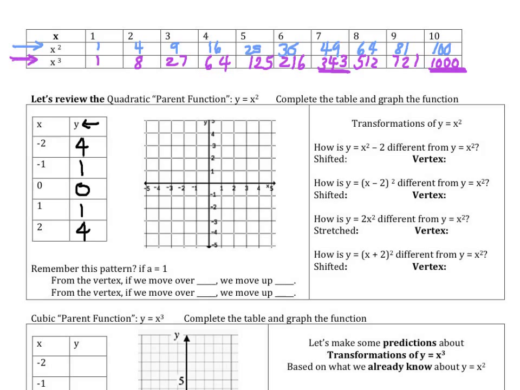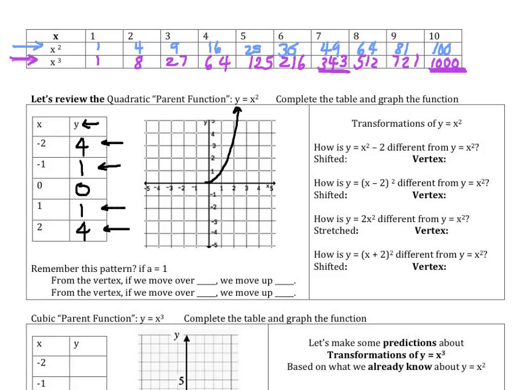Hopefully all of this rings a bell to you, and you remember that your vertex on this is at the origin at 0, 0, and then that you have other points on either side of it where you go over 1 from the vertex, you go up 1, that's here at these points, over 1 from the vertex and up 1, and if you go over 2 from the vertex, you should go up 4. This is in either direction. So there's these points where you go over 2 from the vertex and you go up 4.